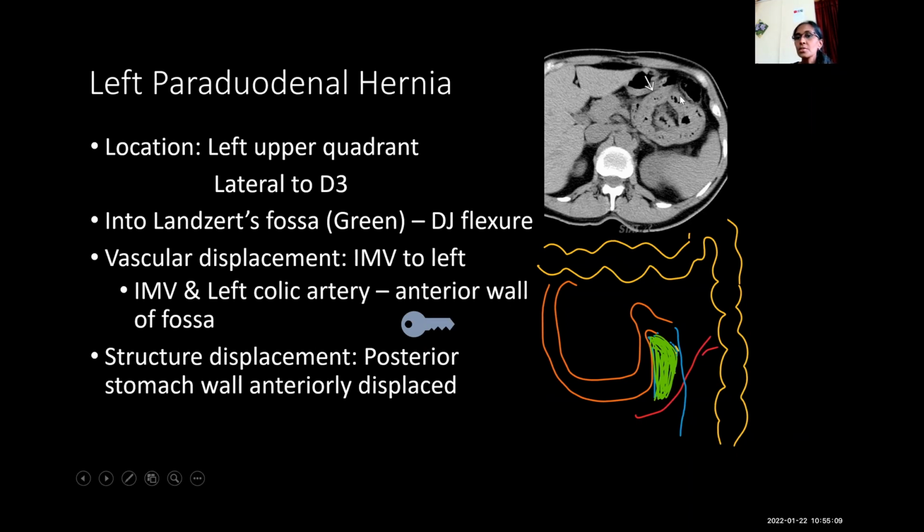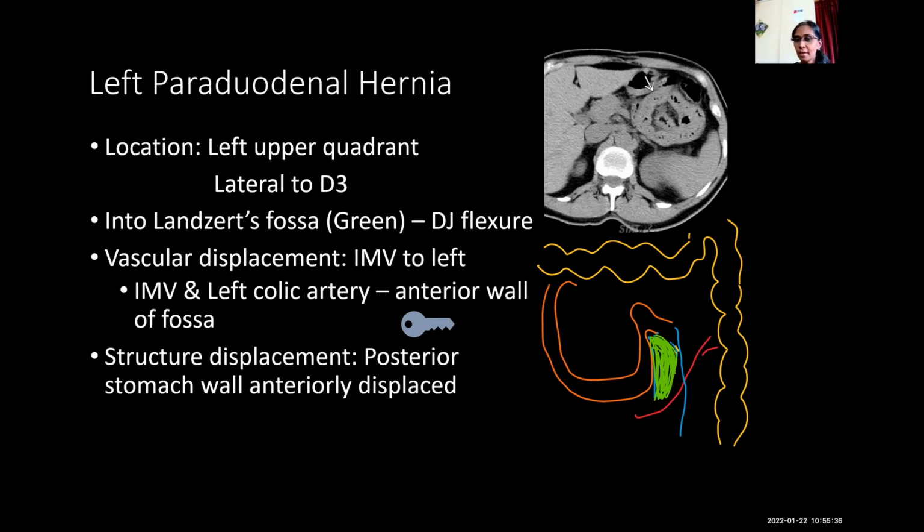Where is this cluster? It is in the left upper quadrant. So your first key to unlock your internal hernias, key number 1 for LPH, is location. That's the left upper abdomen. That's a no-brainer because we know where the left paraduodenal hernia happens. Another thing is to look at the stomach. It pushes the posterior wall of the stomach anteriorly.